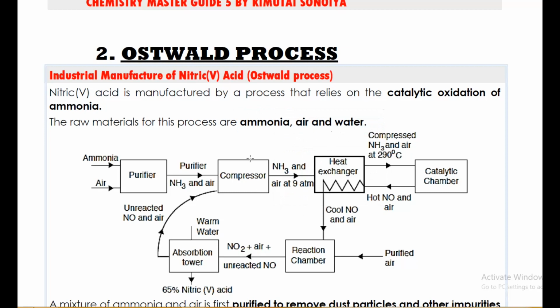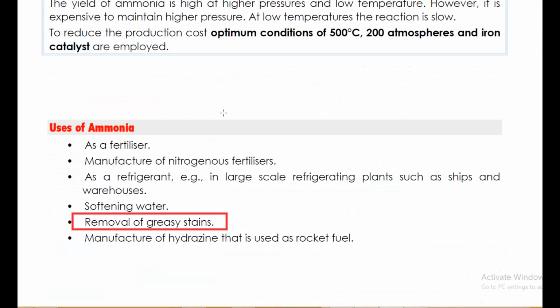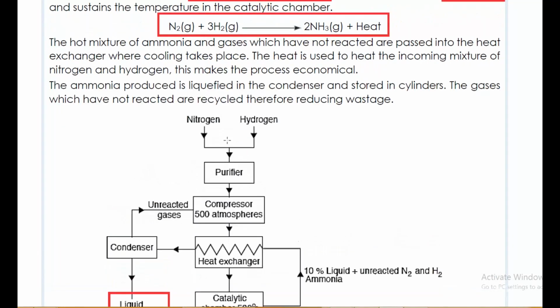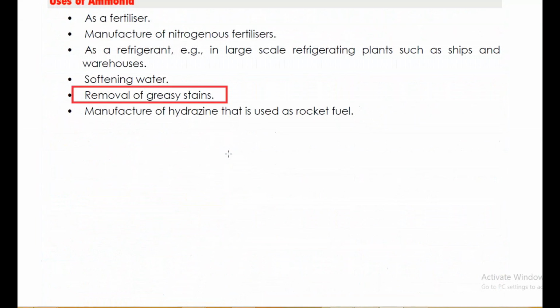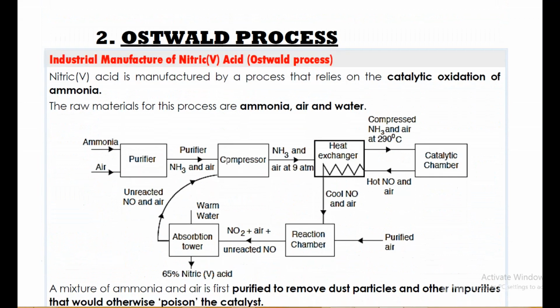You realize that this question is usually combined, because this one is used to produce ammonia for this process. So they combine the Haber process and the Ostwald process, and then you get confused. Why? Because the one gives us ammonia. That ammonia is needed in the Ostwald process.